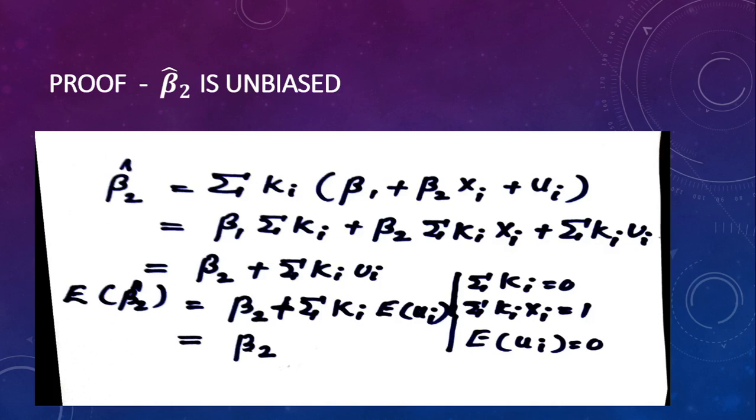That means beta 2 hat is an unbiased estimator of beta 2, because the expected value of the OLS estimator beta 2 hat is equal to the true value of the population parameter beta 2. So we have proved that beta 2 hat is an unbiased estimator of beta 2.